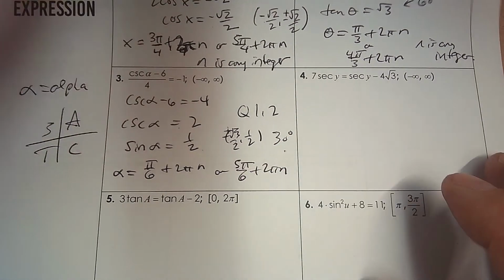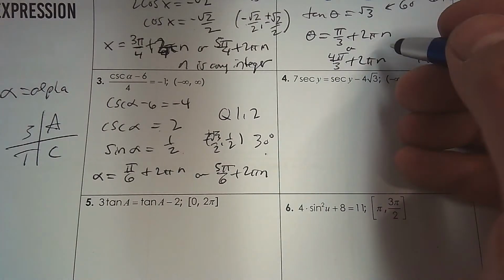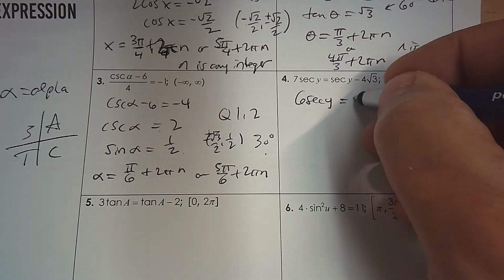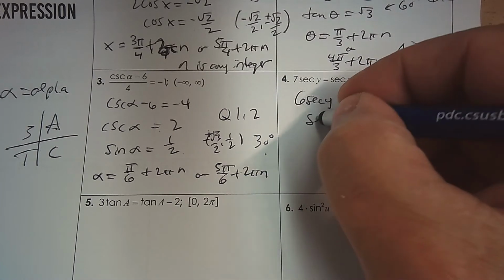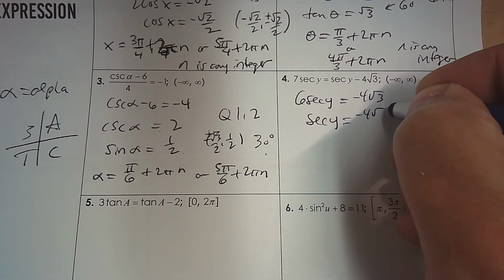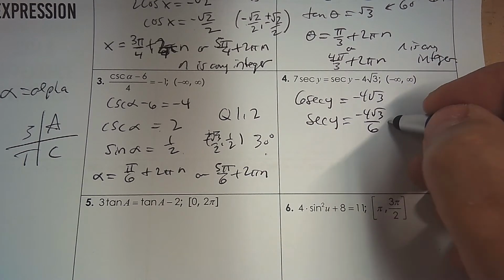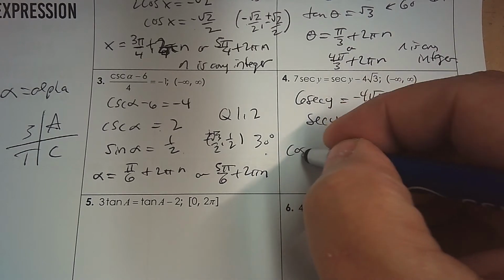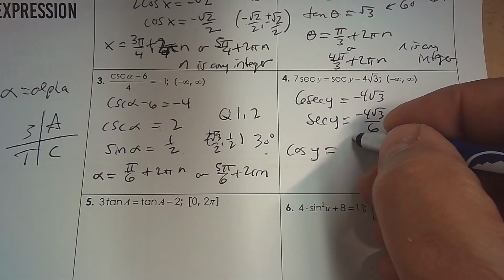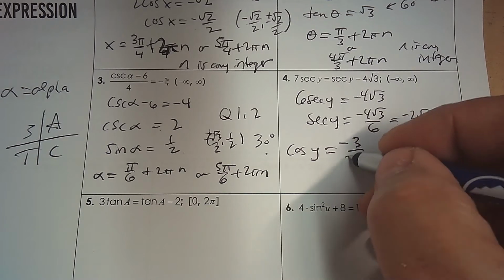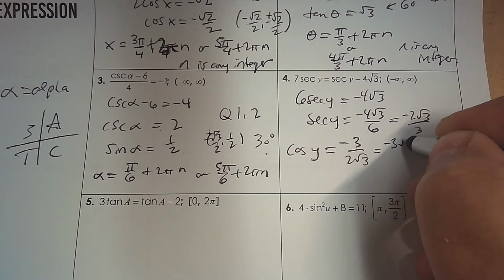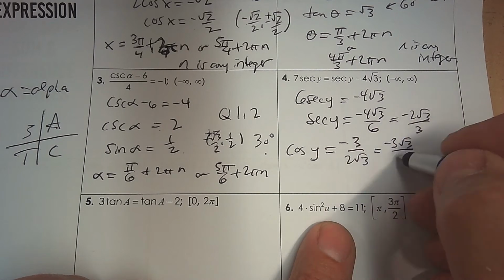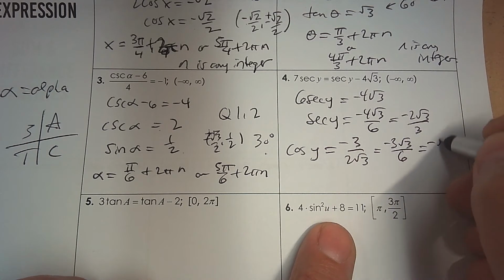Number 4, combine like terms. So subtract secants, that's 6. Divide. I'm going to reduce it down and then do the reciprocal. So the reciprocal is 3 over 2 root 3. Rationalize it. Now when you multiply by root 3 and root 3 times 2, that's 6. So if I reduce it down, that's negative root 3 over 2.